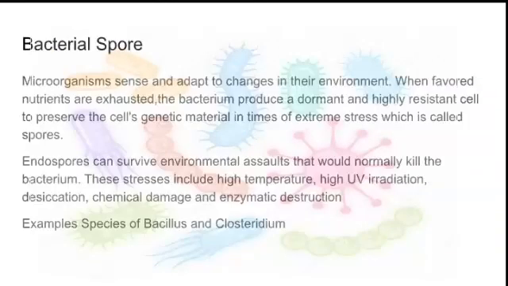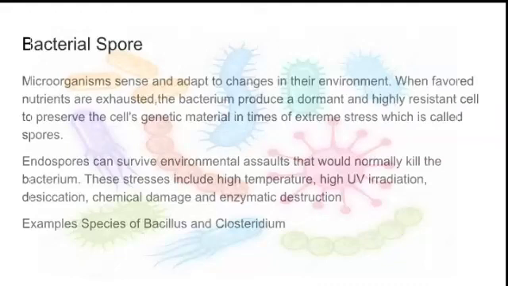Next we talk about bacterial spores, because this is one of the repeated questions from the university, and also spores are the toughest organisms, which are difficult to destroy. So as a nurse we should know what a spore is.